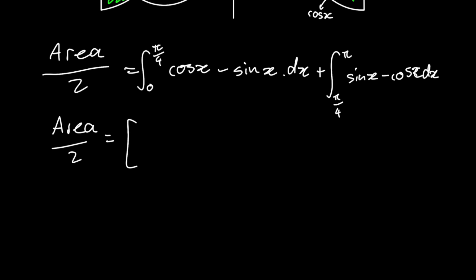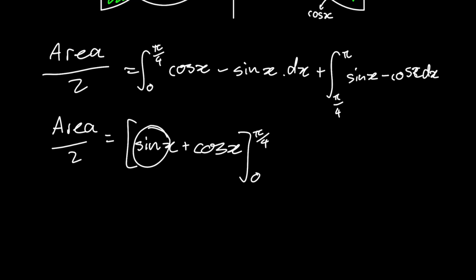Okay, so now solving for half our area, we can solve these integrals. So the integral of cosine of x is sine of x, and the integral of negative sine of x is cosine of x. And of course, we can check that by doing the derivative of what's inside here. So the derivative of sine of x is cosine of x. The derivative of cosine of x is negative sine of x.